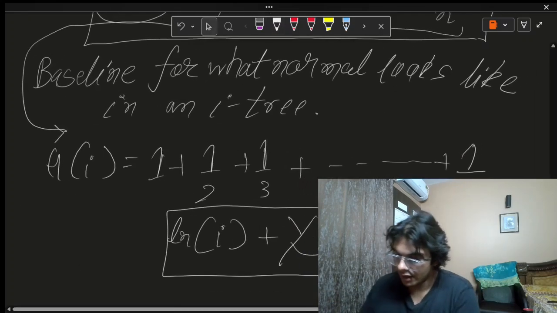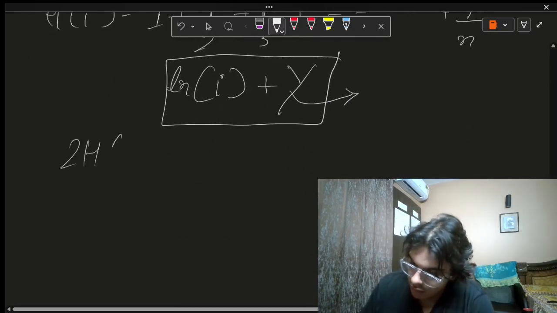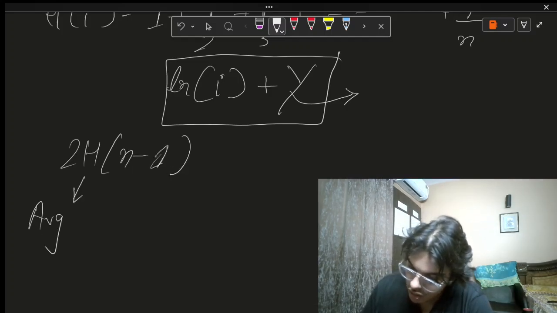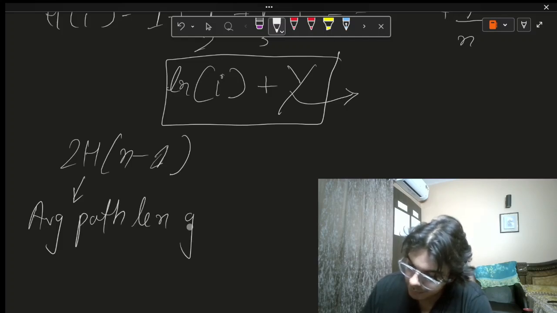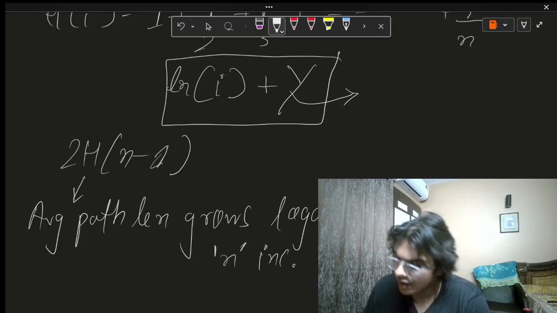So, let me write it again. The first term is basically saying that the average path length grows logarithmically as n increases. Okay, so nothing complicated, very simple to figure out.